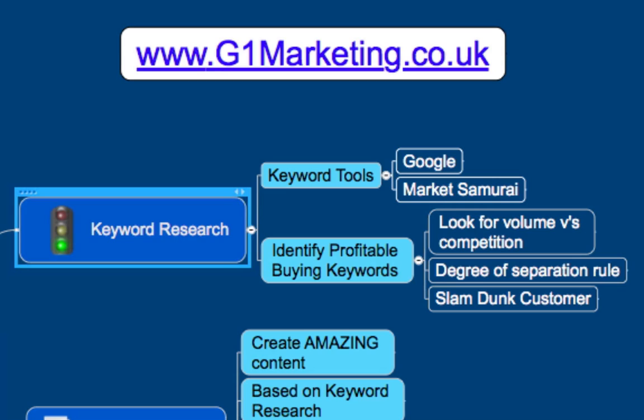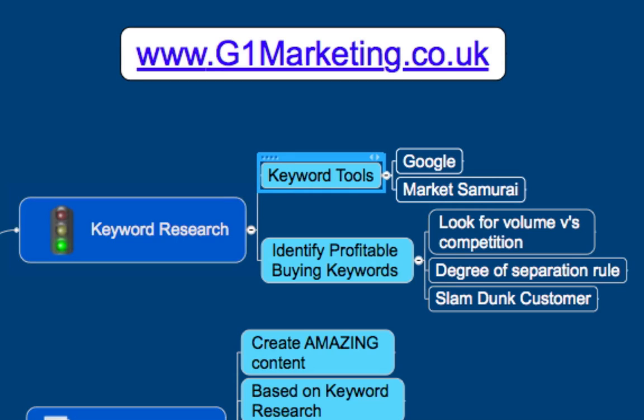Now, in order to do that, there are a couple of keyword tools I would recommend. First of all, Google has its own keyword tool, which is absolutely free. And secondly, there is a paid-for product which does something similar called Market Samurai. Again, it's a paid-for version and it does go into things in a bit more detail and comes out with different information. But from a purely starting point of view, Google's keyword tool is a great place to start.